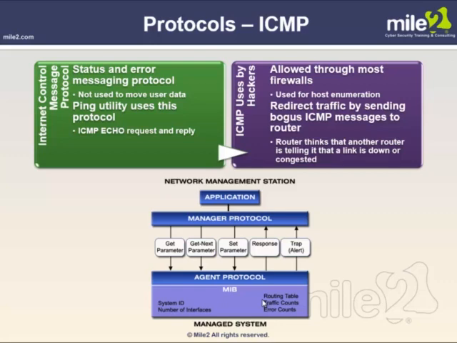Now, the way ICMP is used by hackers, although it's allowed through most firewalls, is for host enumeration. It can redirect traffic by sending bogus ICMP messages to the router. The router then thinks that another router is telling it that a link is down or congested. And as I mentioned before, using other tools like HPing, you can take, for instance, an Excel spreadsheet and dissect it into the ICMP requests that go out when you do the ping. But we won't talk about that too much right now. Maybe we'll mention it later on, but just know there are definitely some possibilities there.